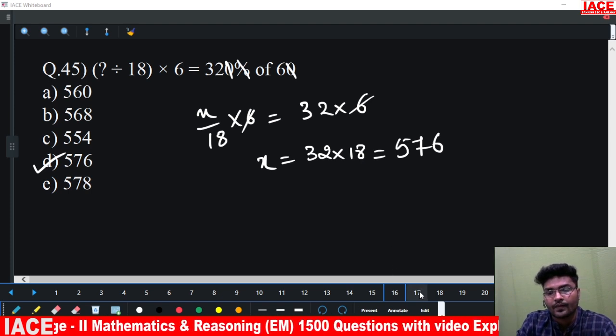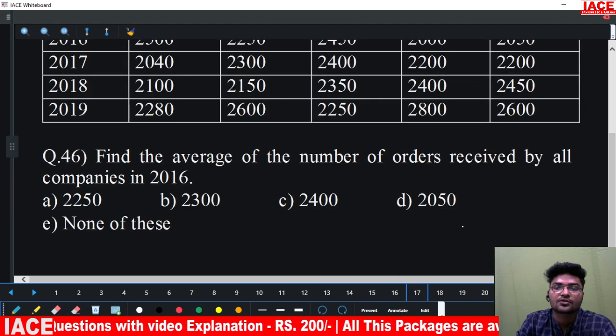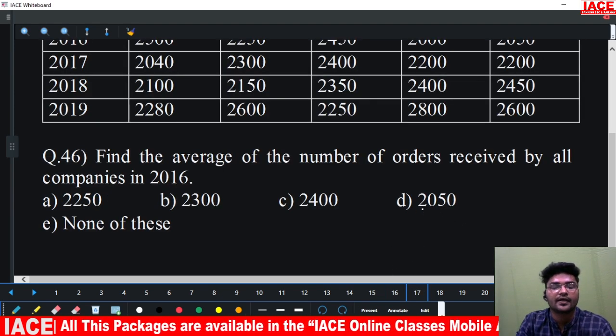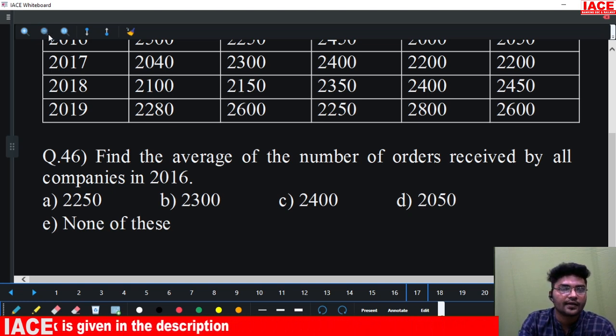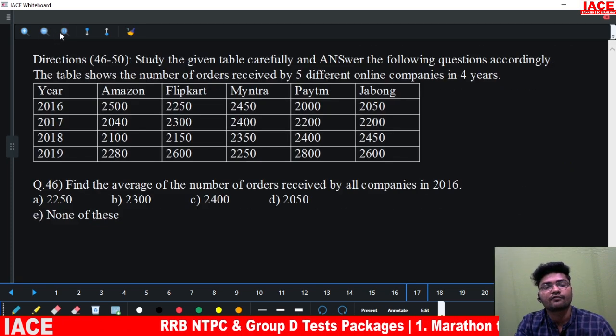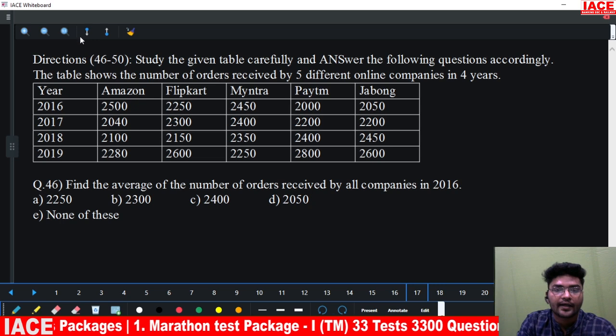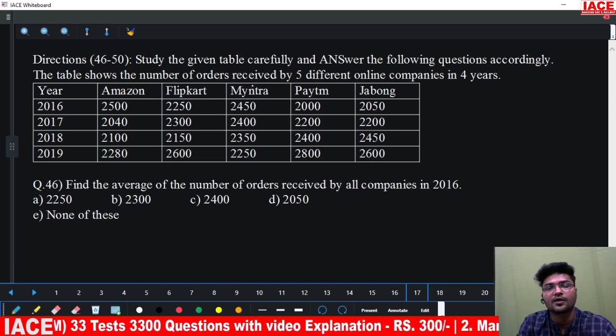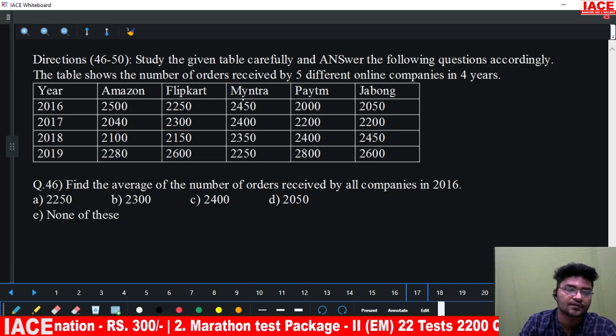Next question. Question number 46 is a DI, and this DI is a data table. The data table shows different companies and the number of orders received by all these companies in 4 years.